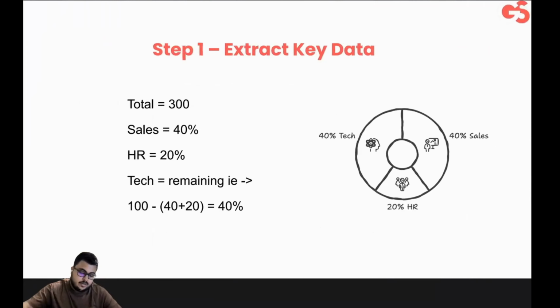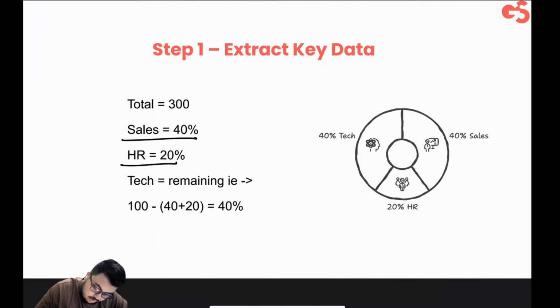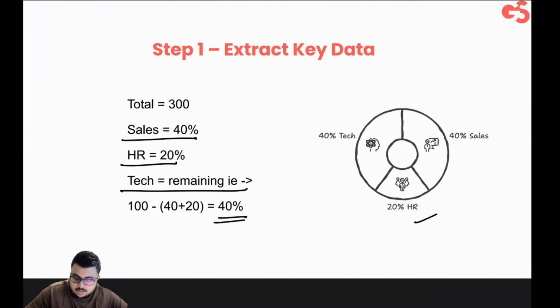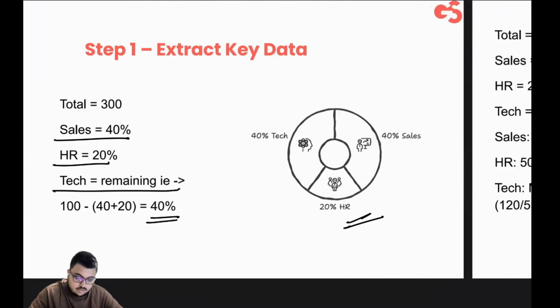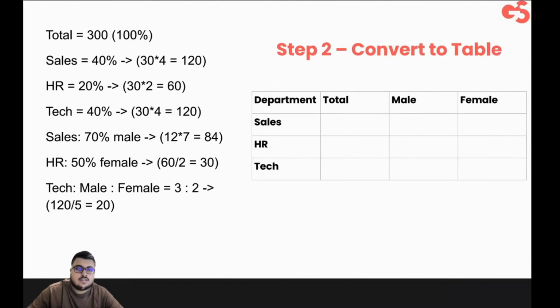So let's start. The first thing that we did was that sales is 40%, HR is 20%. So for tech, we found the remaining, that's 40%. You can see I've just made a preliminary pie chart. You don't need to make this. This is what should be coming in your head when you're starting to solve this question. And then after that, we can just calculate the whole thing and convert it to a table.